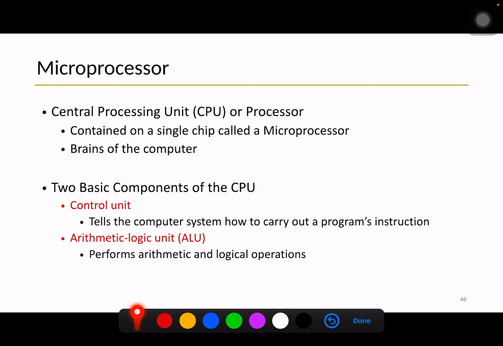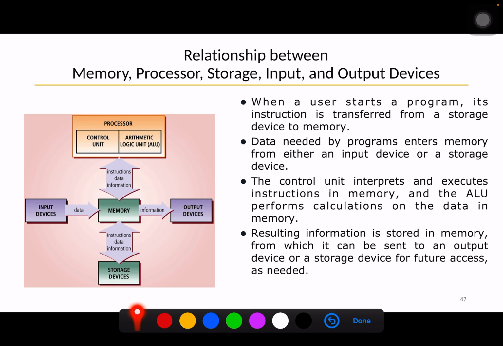Okay, the relationship between memory, processor, storage, input and output devices. This is the main thing that you have to know, the very important thing. You have to hold on to this understanding always. We have a processor here, where the processor contains two units, the control unit and the arithmetic logic unit, or ALU. So which components are directly connected to the processor?